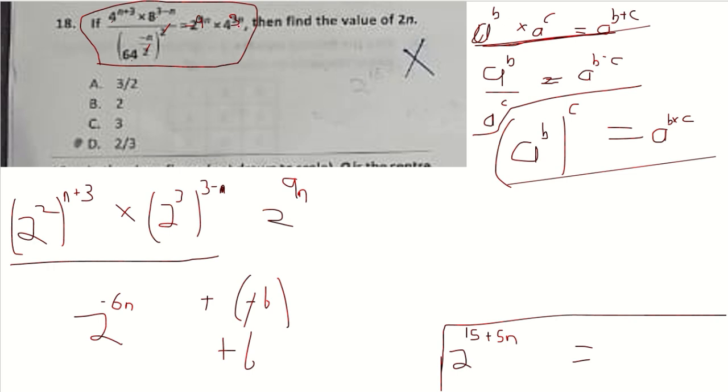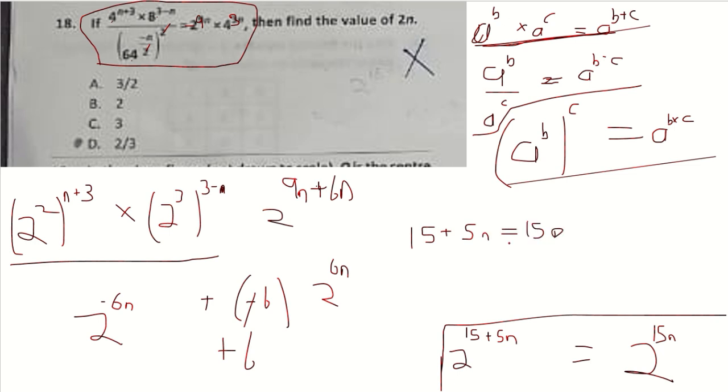So 2 power 9n into 4 power 3n. 4 is 2 power 2, and 2 into 3n is 2 power 6n now. And because it's multiplying, we add it. And so the RHS comes out to be 2 power 15n. So therefore 2 power 15 plus 5n is equal to 2 power 15n. And therefore 15 plus 5n is equal to 15n.